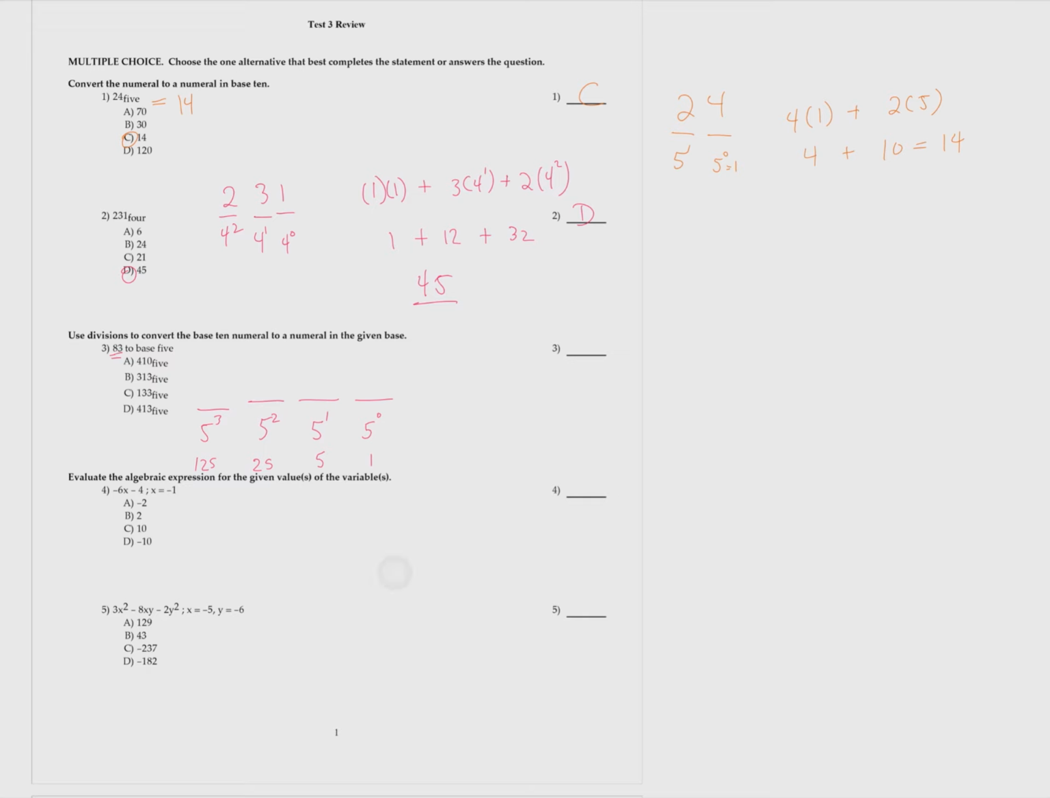83 is so small that we don't even need 125. This is too big, so we don't need this digit. But we do have 25. We can take away 25 from that. So this is one way I showed you guys in class.